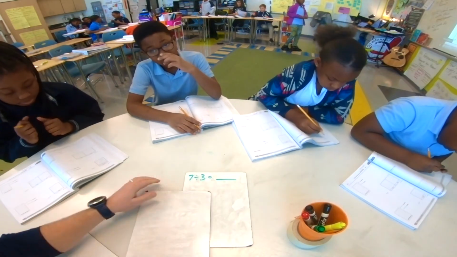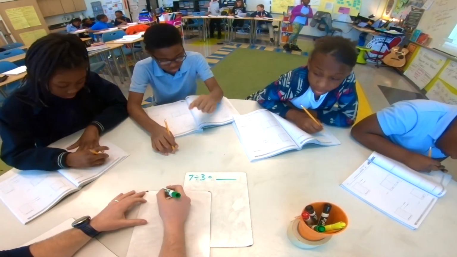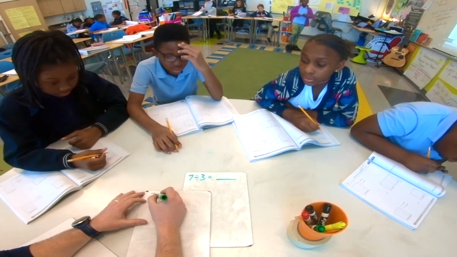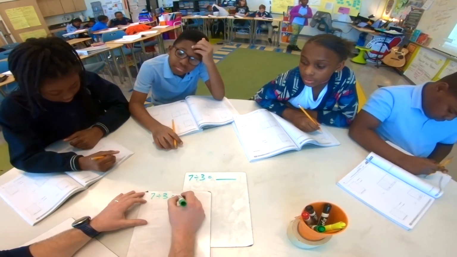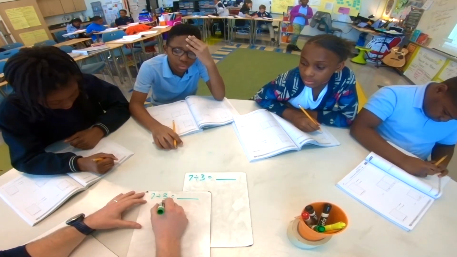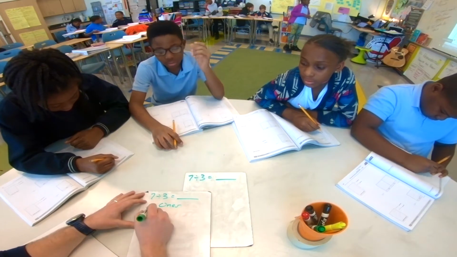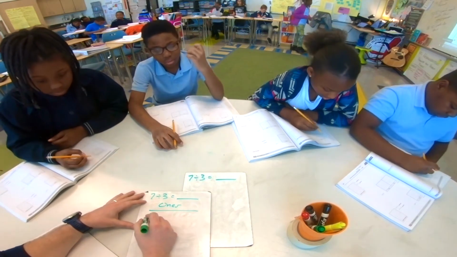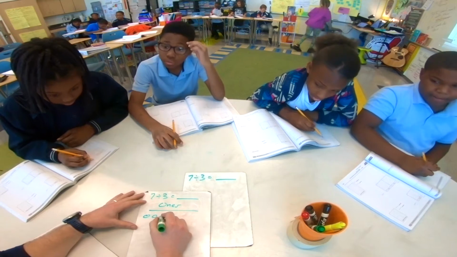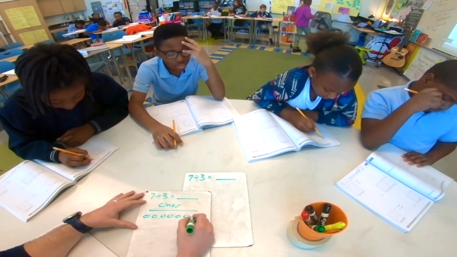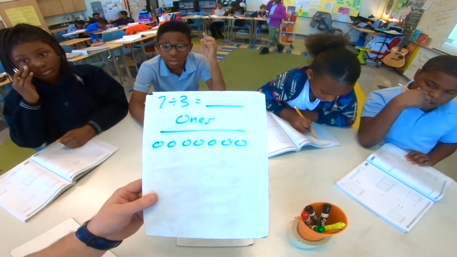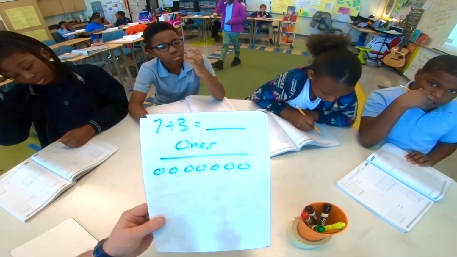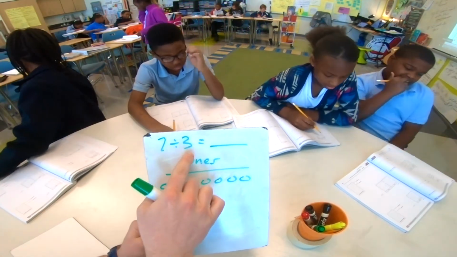So here, do we need a group of 10s? No, right, we don't need that. So we just have 1. So I'm going to have 1 column with my 1 spelled out. Now how many 1s do I have? 1, 2, 3, 4, 5, 6, 7. So the dividend is 7. Divisor is 3.